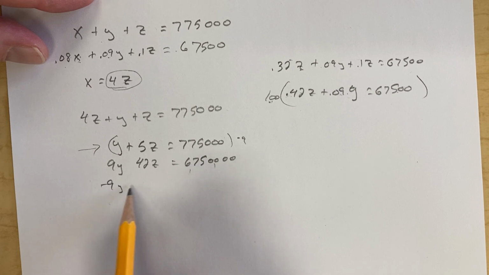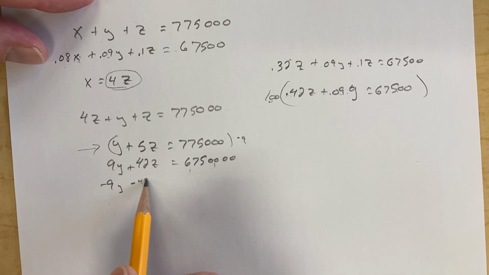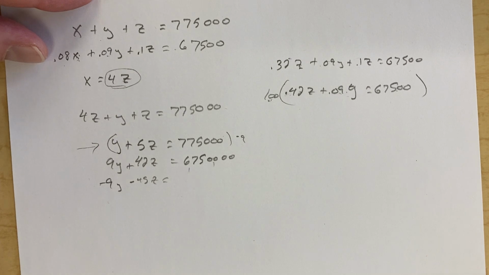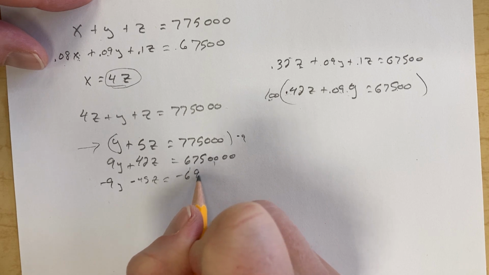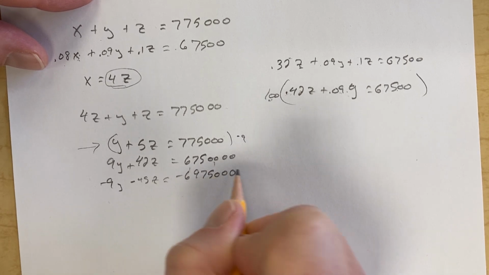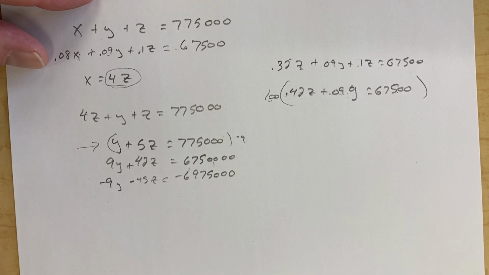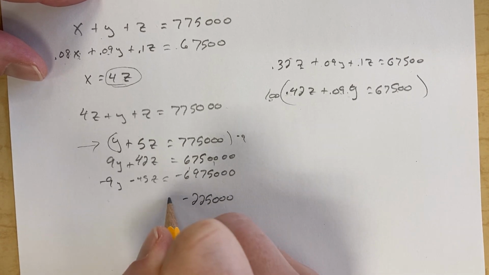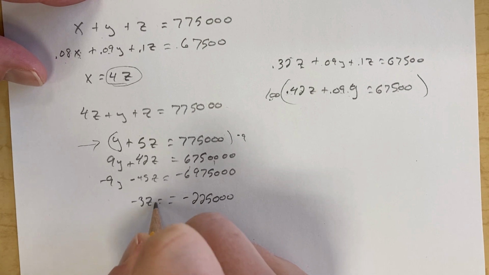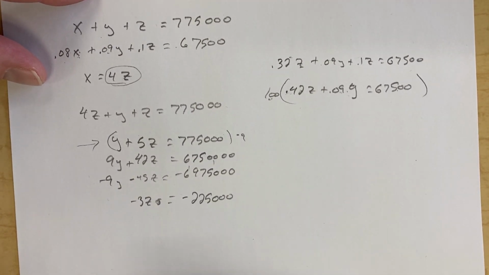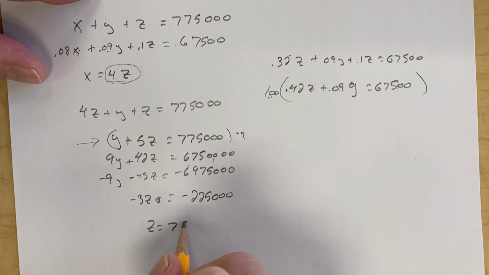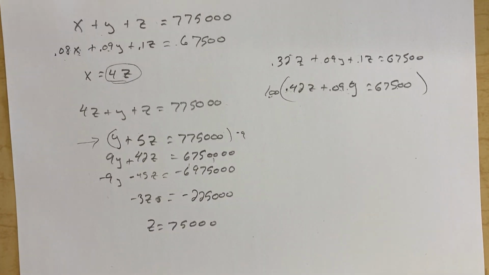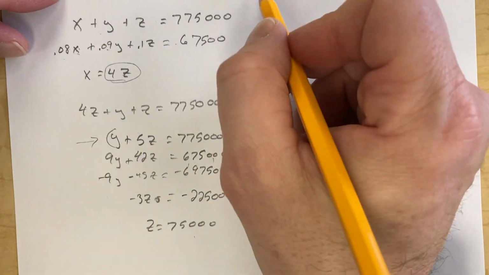It'll give us -9Y minus 45Z equals 775,000 times -9, which is negative 6,975,000. So we're going to take that and add that to 6,750,000. We get a negative 225,000 equals a negative 3Z. So divide by -3, and Z is $75,000. That's how much we borrowed from the 10%.